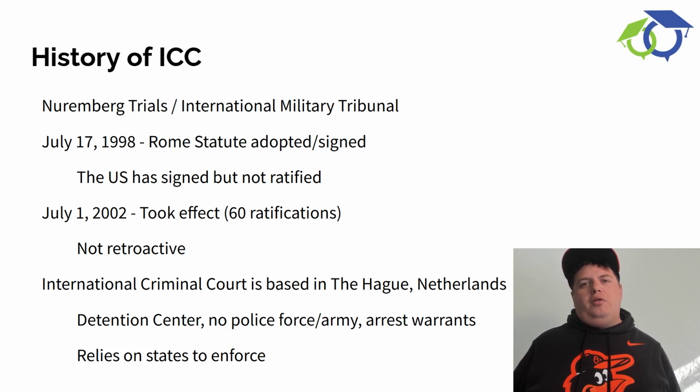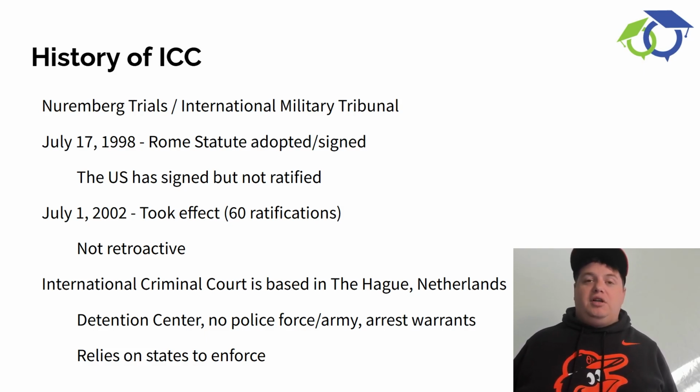One of the problems with the International Criminal Court is that it has no standing police force, no army, nothing like that. It has a simple detention center. It can just simply issue things like arrest warrants, and pretty much entirely relies on the states that are party to the Rome Statute of the International Criminal Court to enforce the laws of the ICC, or to simply arrest the people that it issues arrest warrants for.